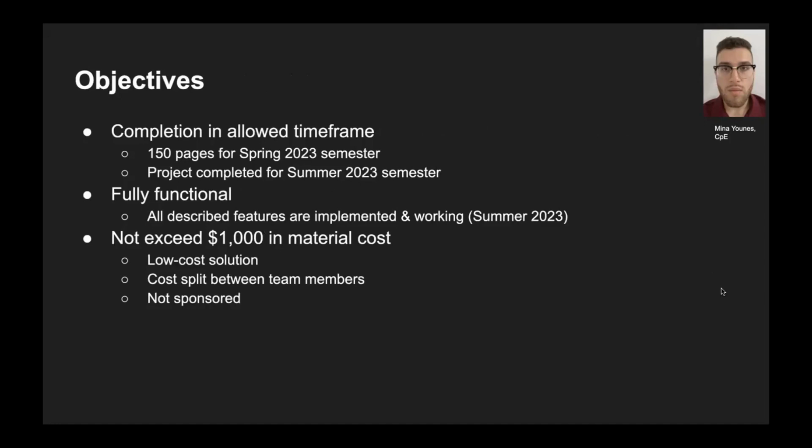We had three main objectives we defined. The project needs to be completed in the allowed time frame, meaning the 150 pages document had to be completed during the spring 2023 semester, and the project has to be fully built and done during the summer 2023 semester. Another objective is that it has to be fully functional, meaning all described features have to be implemented and working during the summer 2023 semester. The last objective is that the material cost should not exceed $1,000. As our goal is to provide a low-cost solution, keeping a budget of $1,000 is reasonable. When it comes to the material cost, it will be equally divided among team members since the project is not sponsored by anyone.